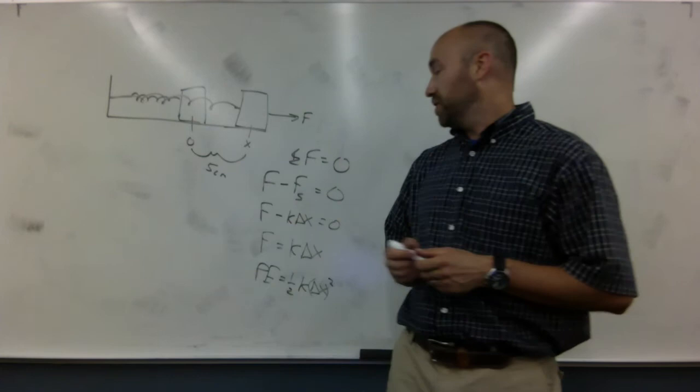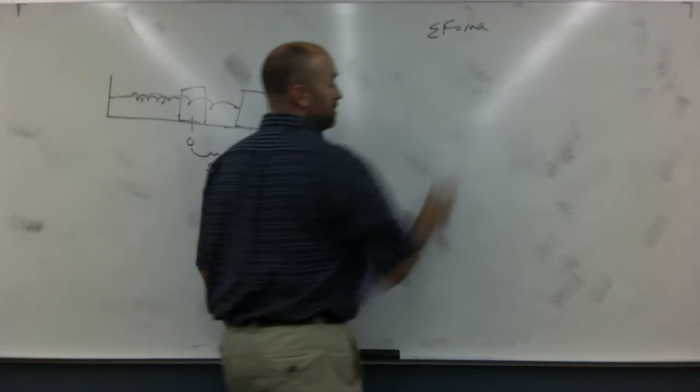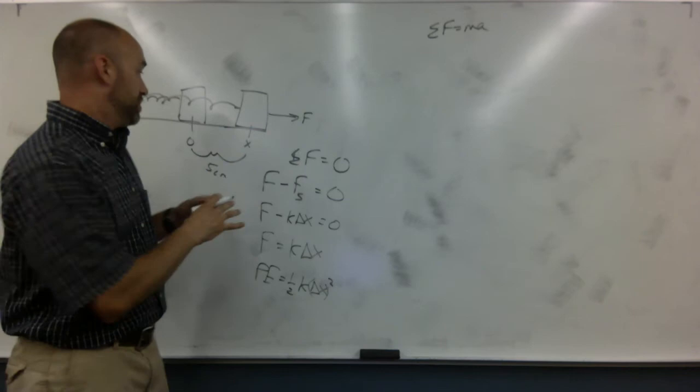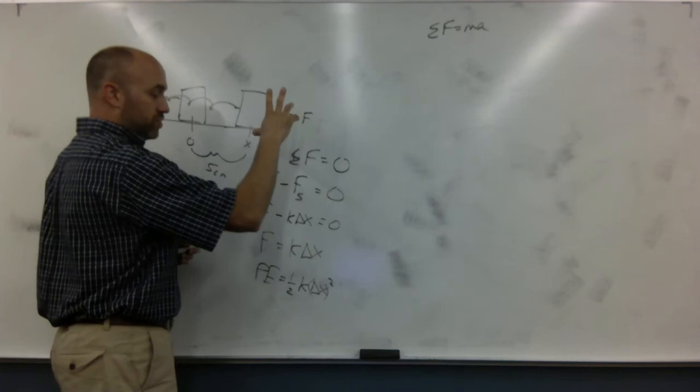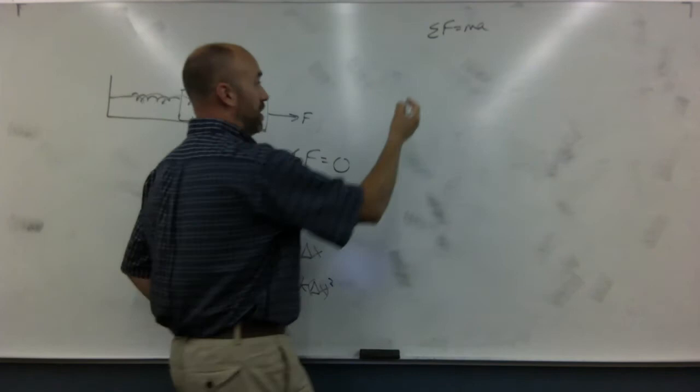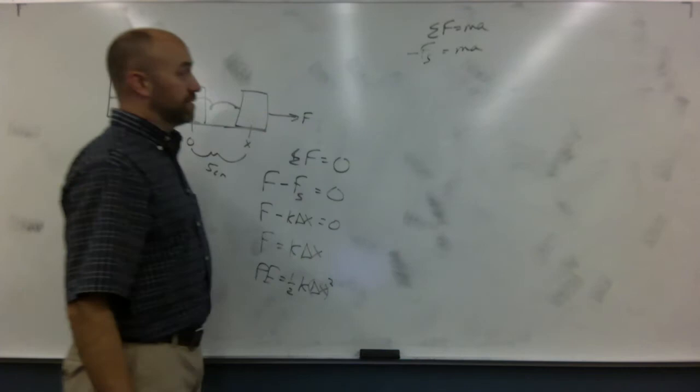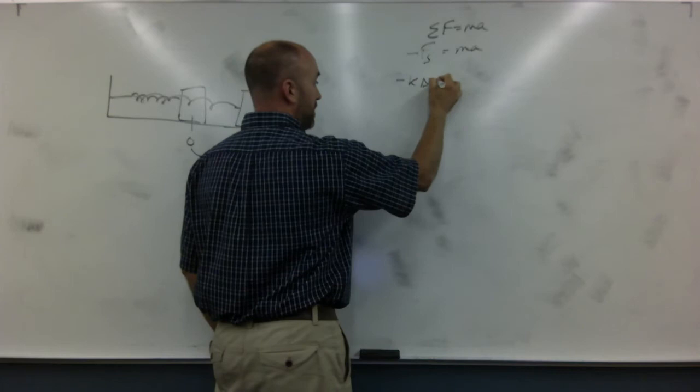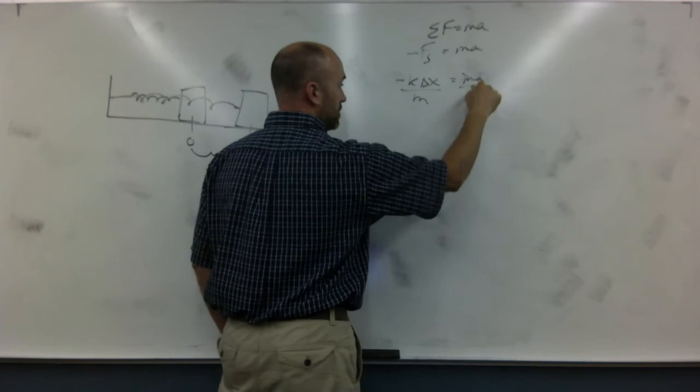So now we're going to do sum of the forces equals ma. It's not going to be zero because it's not at equilibrium now, because you've let go. You pulled it out to here, you applied a force to get it there, but now you let go. So what does your force become? Yeah, your force becomes zero. So now you've got negative force of the spring equals mass times acceleration. And so you've got negative k delta x equals mass times acceleration. If you divide both sides by mass, you can get acceleration.